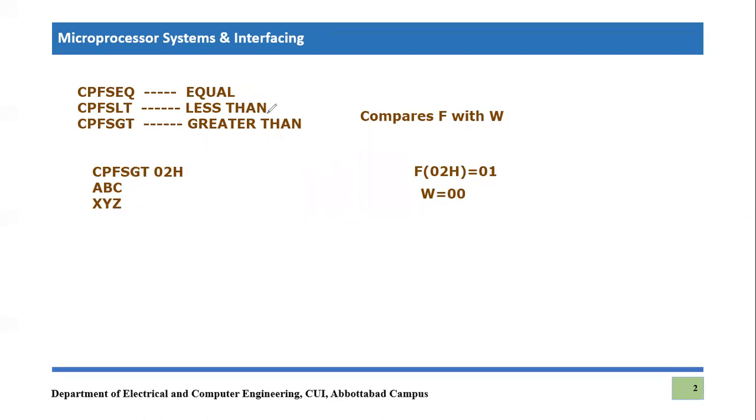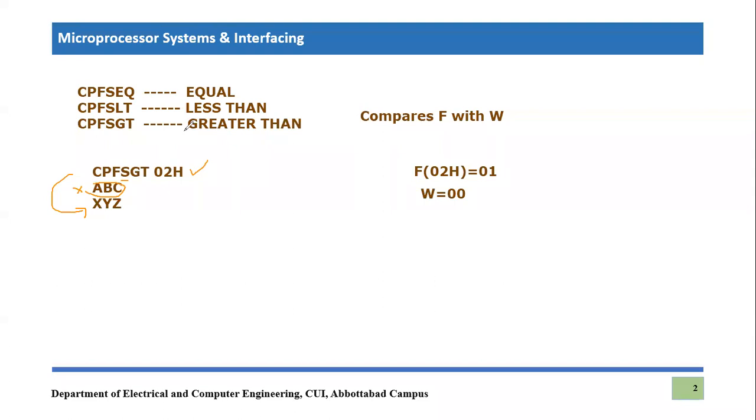And what is going to happen? It will skip the next instruction, because S is for skip, and as I told you in an earlier tutorial as well, whenever we say skip in the PIC18F microcontroller, that means we are going to skip the next instruction. So the next instruction, ABC, is going to be skipped, and we are going to jump to the next instruction, which is XYZ. So that is the purpose of these instructions. Let's see some examples.